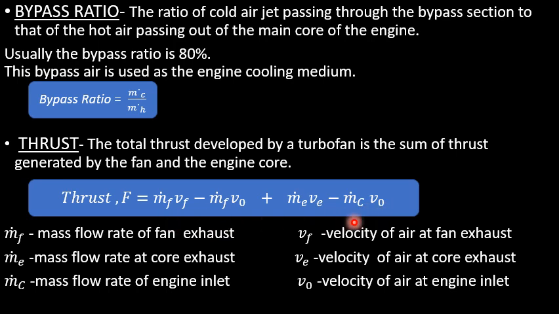So this is an equation, and the corresponding terms: m dot F is the mass flow rate of the fan exhaust, that is, the bypass exhaust, and correspondingly Vf is the velocity of air at the fan exhaust. M dot E is the mass flow rate at the core exhaust, and Ve is the velocity of air at the core exhaust. Similarly, the mass flow rate of the engine inlet air is m dot C, and the velocity of air at the engine inlet is V naught. So these are the terms related to the turbofan engine.